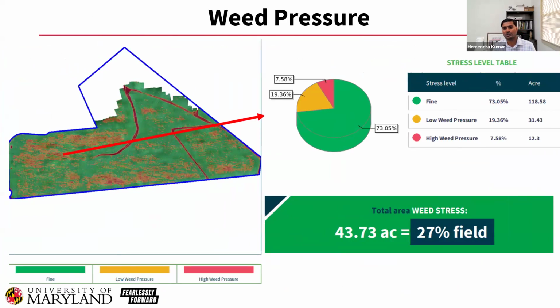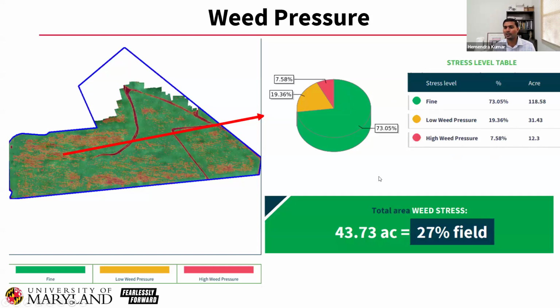Now the weed pressure. This field is about 163 acres, I guess, the entire field. And we did the weed pressure analysis, right? We did the drone imagery and then analyzed the data. The green is indicating fine, meaning no stress. Yellow is indicating low weed pressure, which is around 19.3% of the field, which is around 31 acres. And then the high weed pressure area is the red, you can see in this figure, is 7.58% or 12 acres.